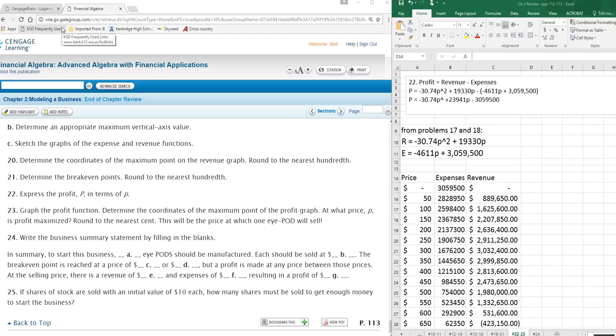This is the Chapter 2 review, problems 22 and 23. Now, if your sheet is a little different than mine, I've taken a minute to type in some notes for you, so you're going to need to actually have this on yours. But number 22 is to determine the profit expense. We know that profit equals revenue minus expenses.